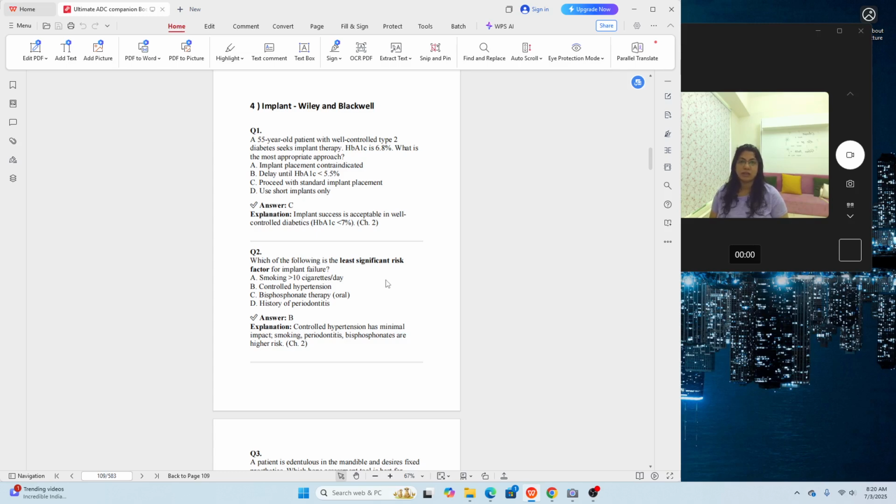Bisphosphonate therapy oral. See, that is also a significant factor, and I can classify that in the least format as well because it's an oral bisphosphonate therapy. But if I have to choose between option B and C, I would still go with option B because there is a risk of osteoradionecrosis setting in, of the bone not responding the way I want to, because after all he's taking bisphosphonate therapy. But because it's oral, my risk is significantly less.